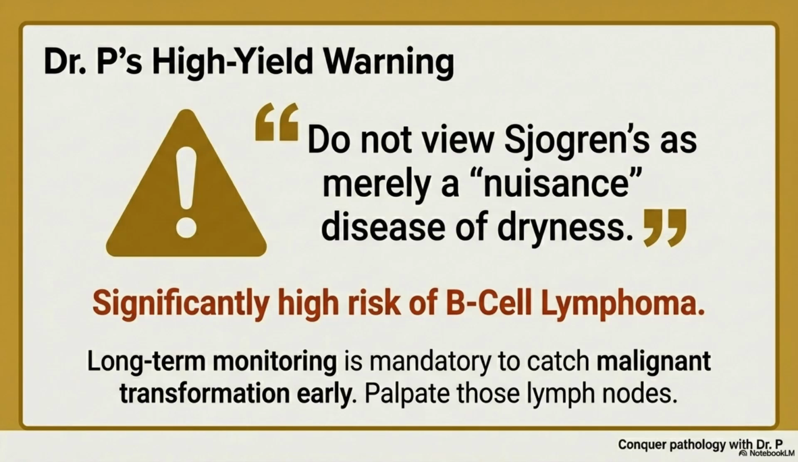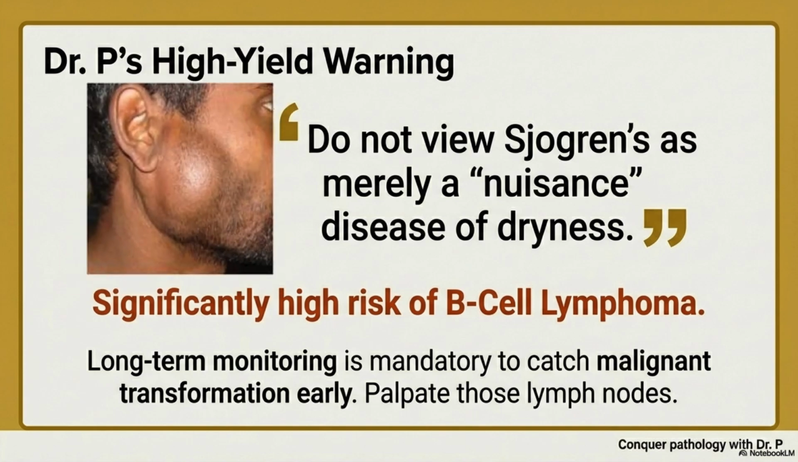But here is a warning. This isn't just about dry eyes. Sjogren syndrome has a dark side. These patients have a 40-fold increased risk of developing B-cell lymphoma. If your patient with long-standing Sjogren suddenly develops a unilateral enlargement of the parotid gland, biopsy it immediately. That is cancer until proven otherwise.